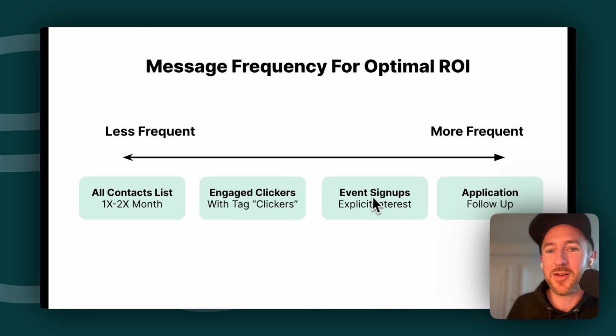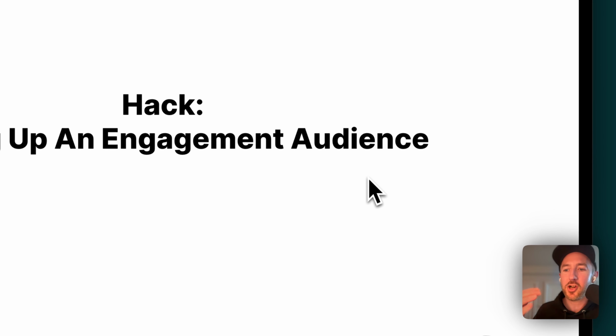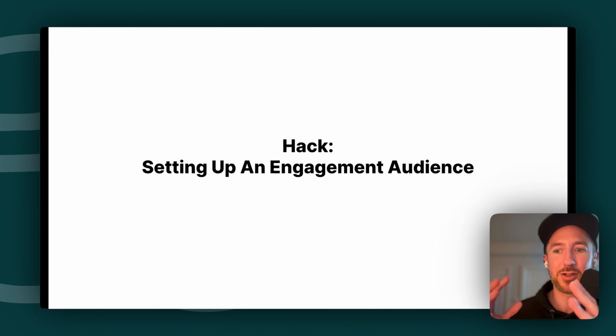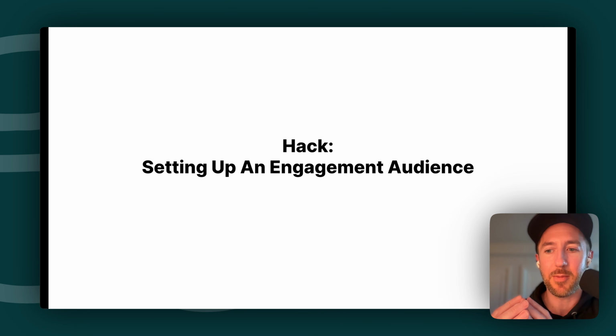And then we send more to the event signups who have expressed explicit interest. And if you have an application or whatever, we send them more as well. So more frequently going over like that. So let me show you this little hack. This all depends on this engaged list, right? We can send more broadcasts to people that have expressed engagement in the past as opposed to sending to our whole big list. And let me show you how to set that up in Roseanne.